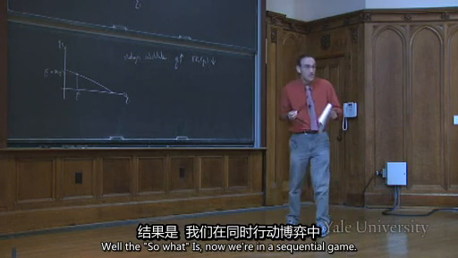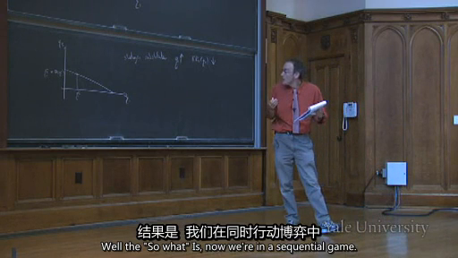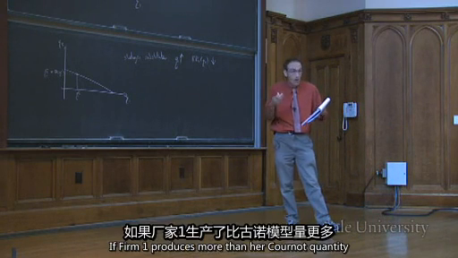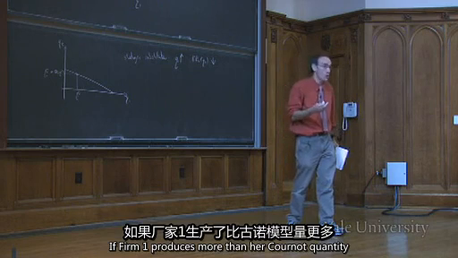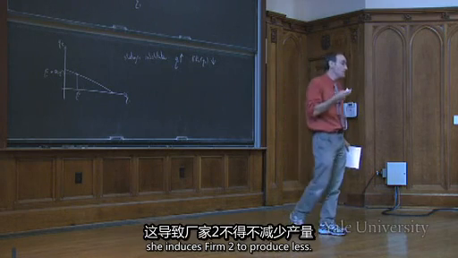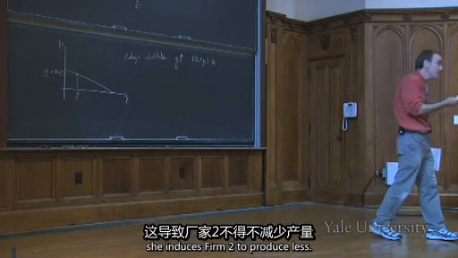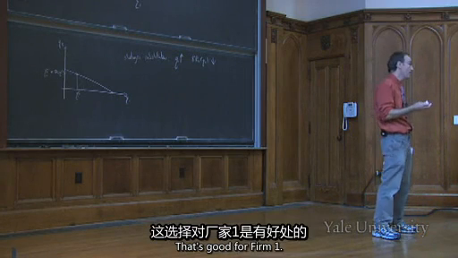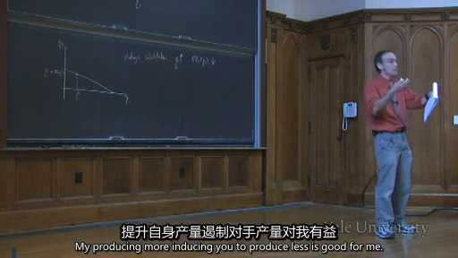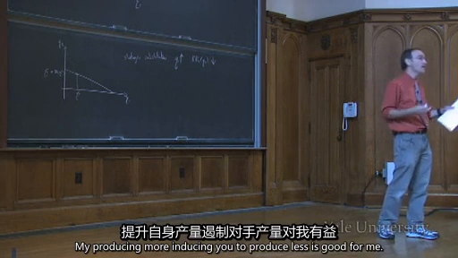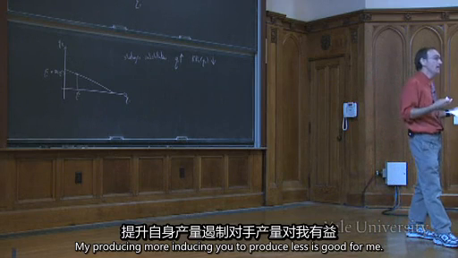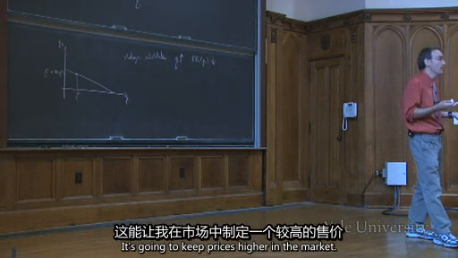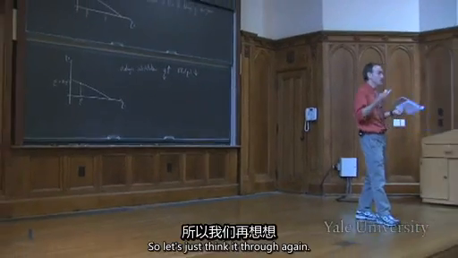Well, the so what is, now we're in a sequential game. If firm 1 produces more than her Cournot quantity, she induces firm 2 to produce less, that's what we just said, and that's good for firm 1. Right? My producing more, inducing you to produce less, is good for me. It's going to keep prices higher in the market. Is that right? So let's just think it through again.